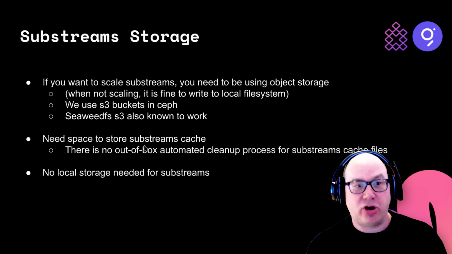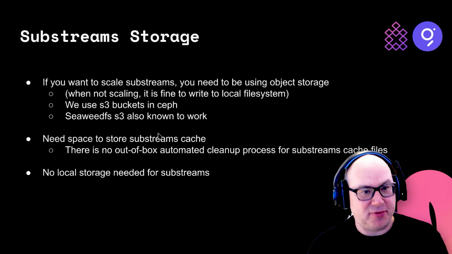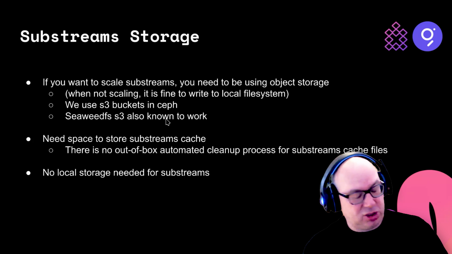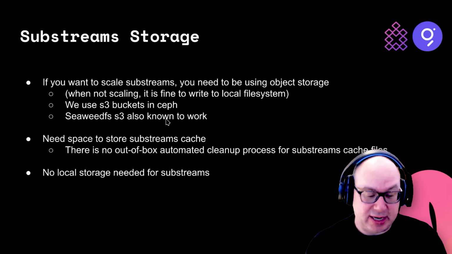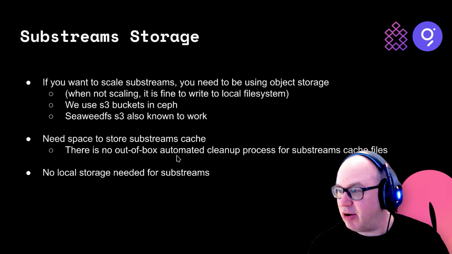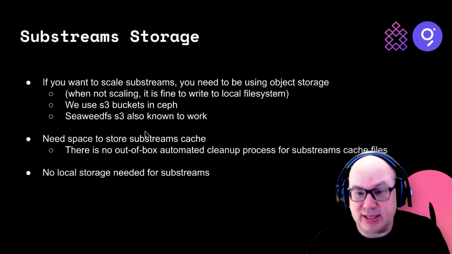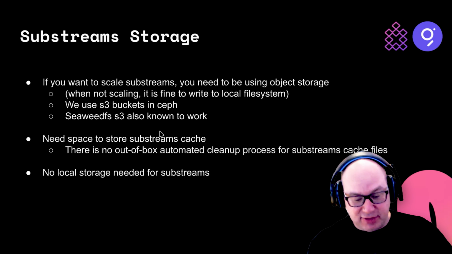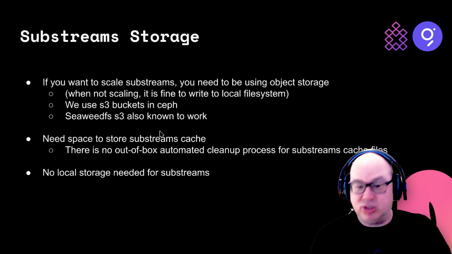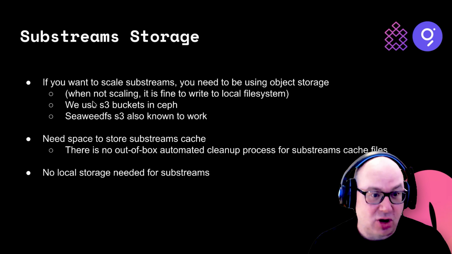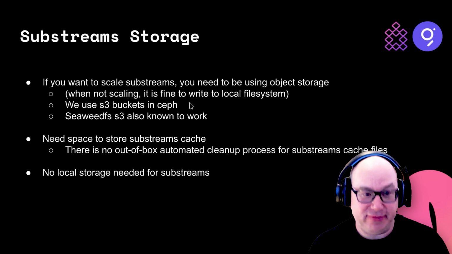Okay, so for storage, previously when we've talked about Firehose, we've talked about, you can store your Firehose blocks locally on a local disk, or you can put them in an S3 bucket. If we're talking about scaling, really now you need to put them in an S3 bucket or some sort of object storage, because now you're going to have to share those Firehose blocks across multiple machines as your substream nodes scale across more machines. So internally, we use Ceph.